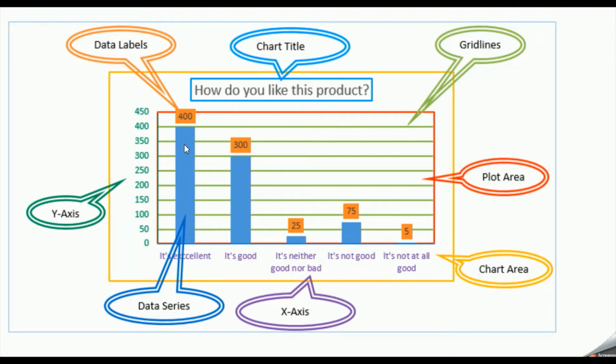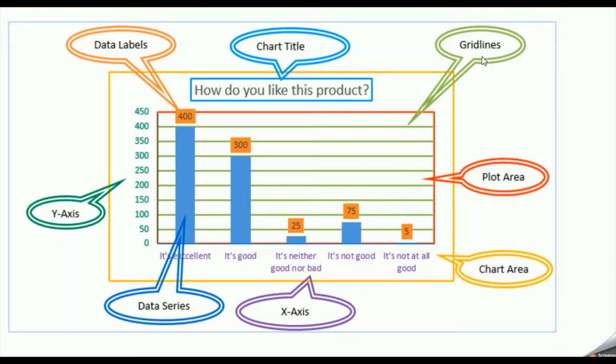Next is data labels. As you can see, this chart is made up of a series of data like 400, 325. Now to specify that the value of this is 400, the value of this is 300, I am going to write it at the top just so that the person who is going to read it should understand it well. So I have labeled this. These are called the data labels.